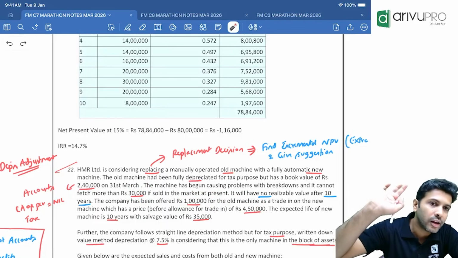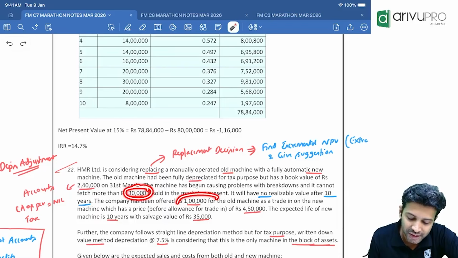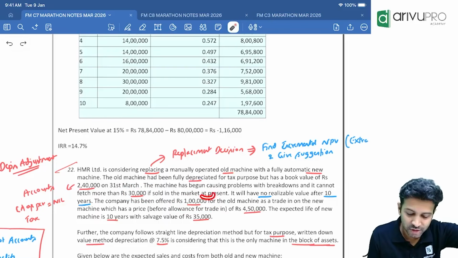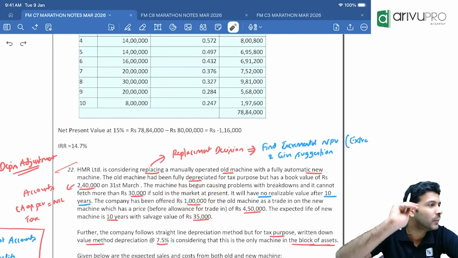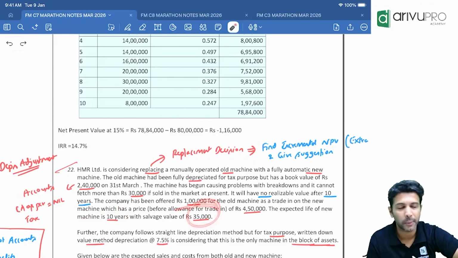Are we comfortable? Will we sell in the market at 30 or exchange with the vendor? In the market we are only getting 30, but this vendor is ready to offer 1 lakh. So obviously, we will go with the vendor only. Now, the life of the new machinery is how much? 10 years. How much is the salvage value?